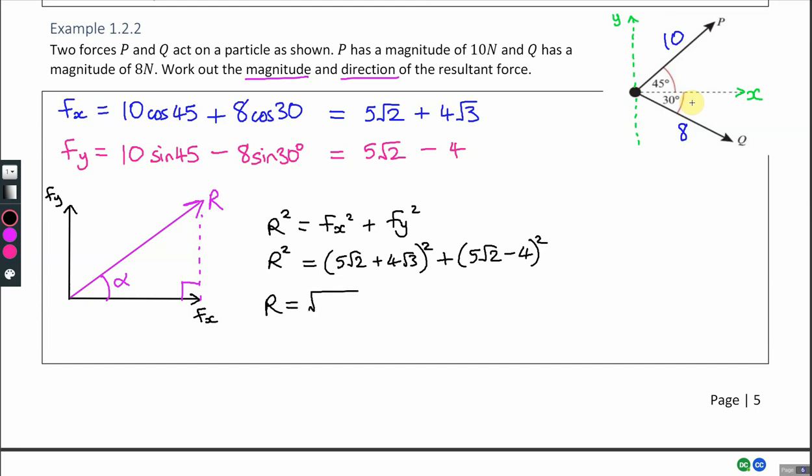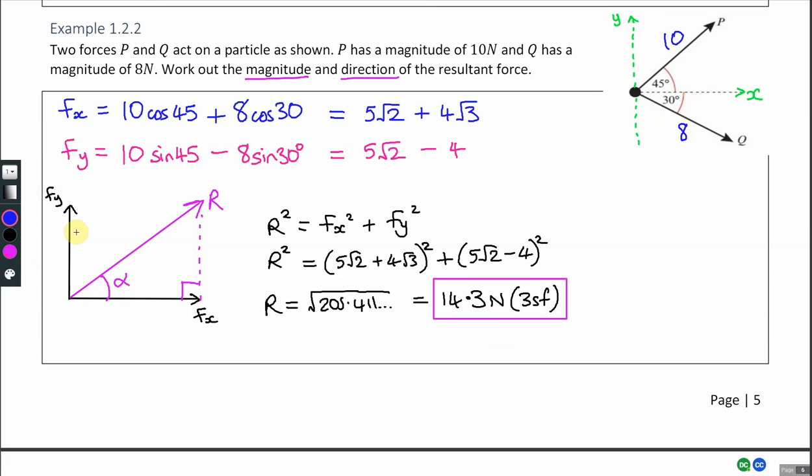I end up getting the square root of 205.411, etc., which turns out to be 14.3. Now this is a quantity, it's a force, so it needs units, newtons, and show that we've rounded to 3 significant figures. So that is the magnitude of the resultant force. So these original two forces, the 10 Newton force and the 8 Newton force, together they can provide a force of 14.3 newtons. Now what direction will that be in?